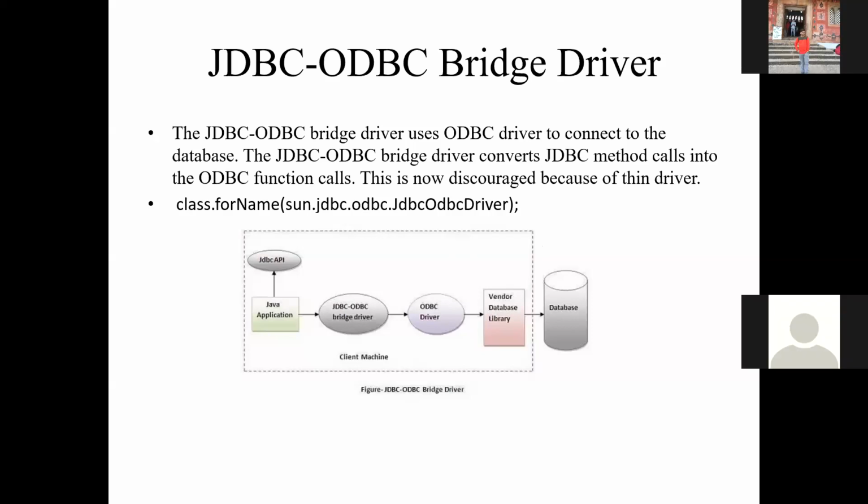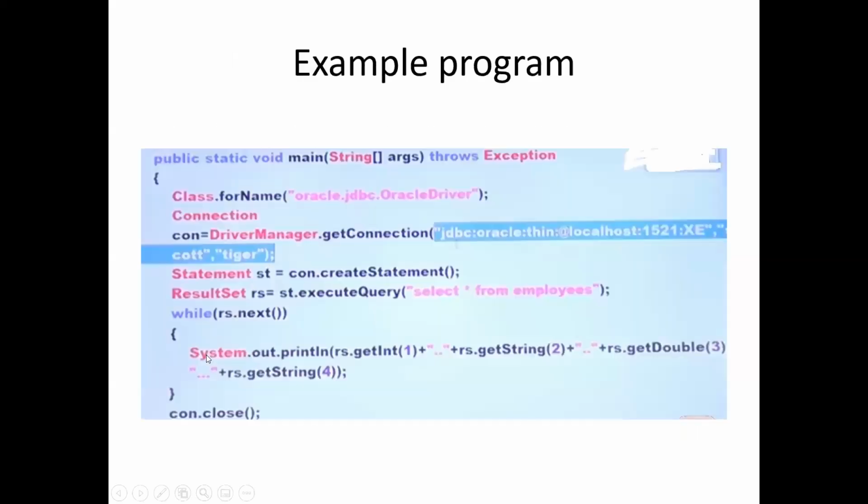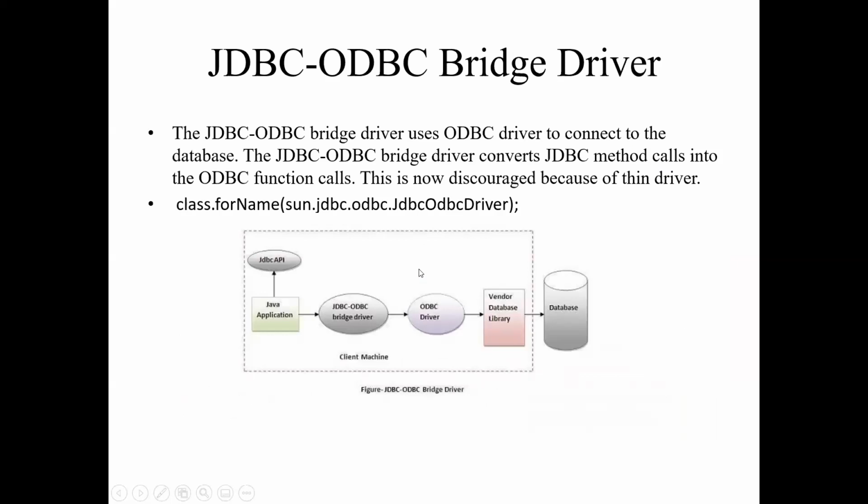Okay, so here, suppose I will communicate with the database. First I want to register the driver. From this point of view, the syntax is Class.forName("sun.jdbc.odbc.JdbcOdbcDriver"). That means if you want to use the type 1 driver, the first line you need to write is Class.forName of sun.jdbc.odbc.JdbcOdbcDriver.